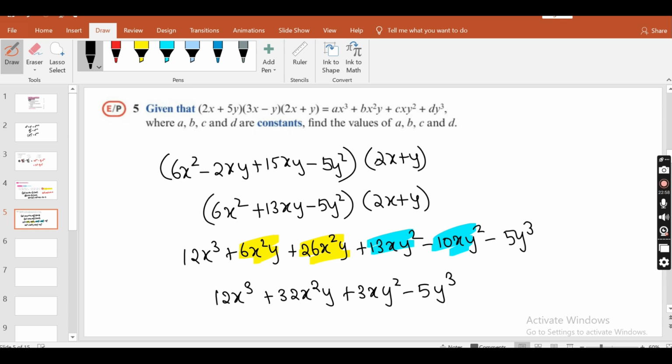Ayman, can you compare this with this and tell me what are the values of A, B, C, D? A is 12. Yep. B is 32. C is 3. And D is minus 5. Perfect. I want you to copy this.